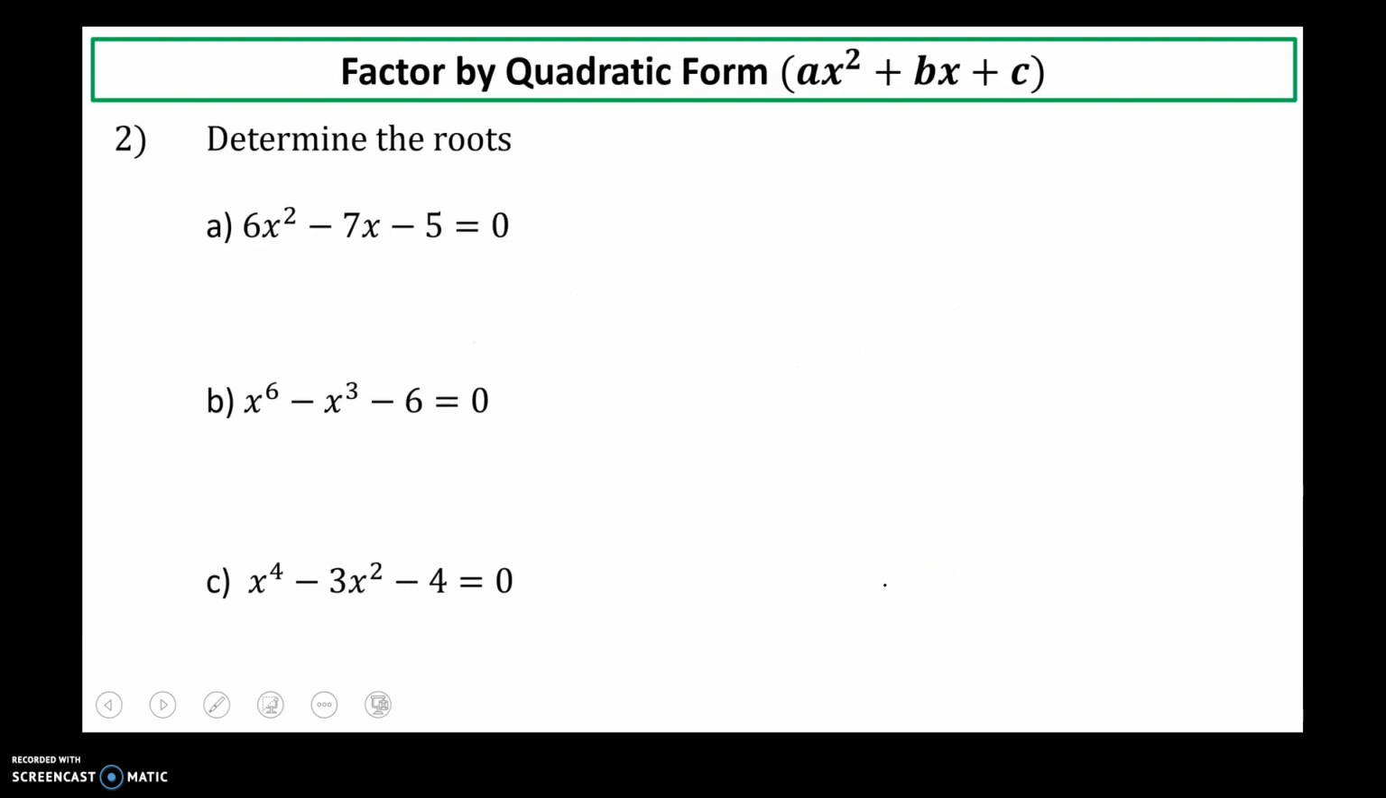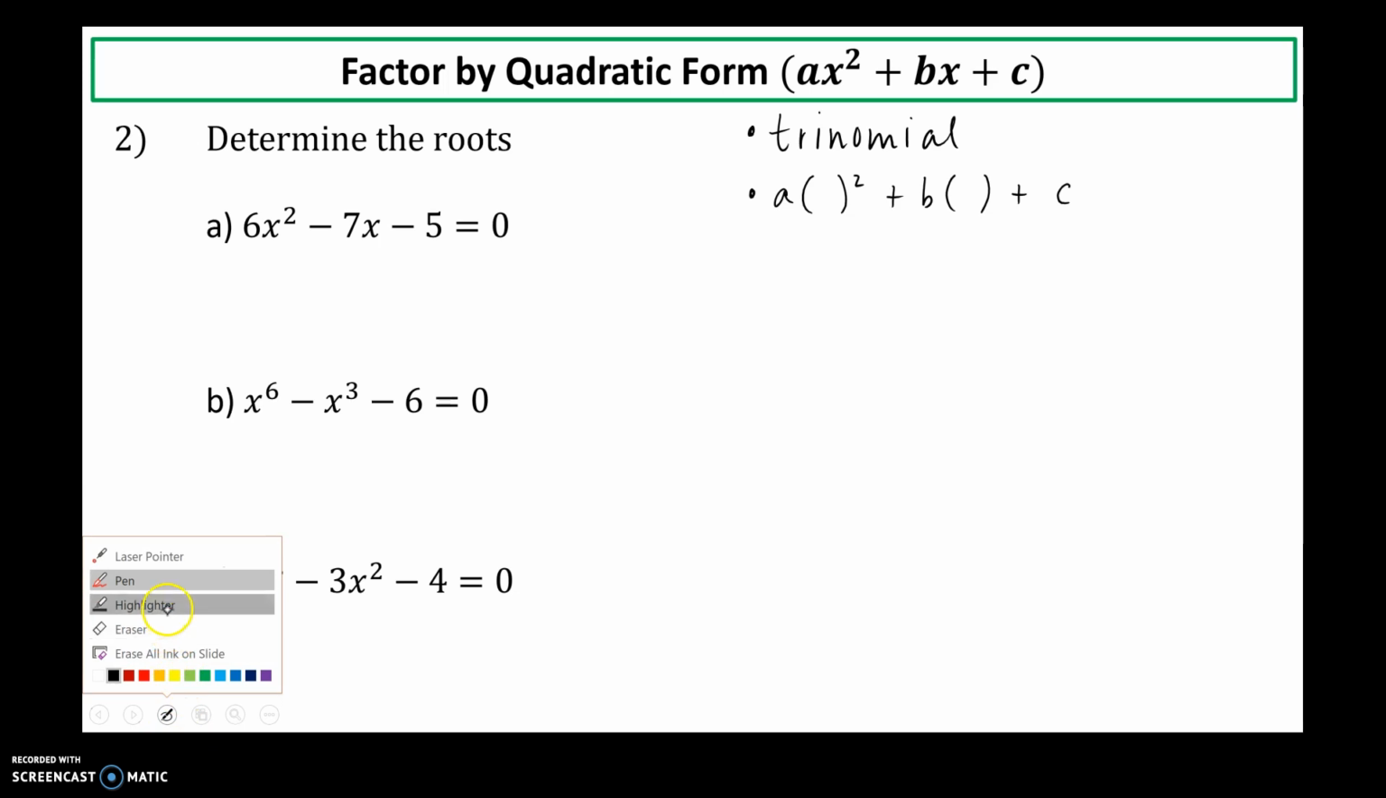Okay, factoring by the quadratic form. So the quadratic form is a trinomial. It has 3 terms, and it fits some form where you have something being squared, and then you always have to have a constant. So you're going to have 2 variables here, and the form remains the same. The middle term is going to be squared for the first term in the trinomial, and we'll talk about what this means.